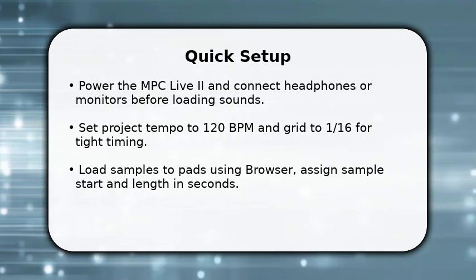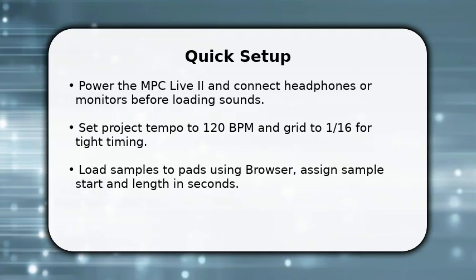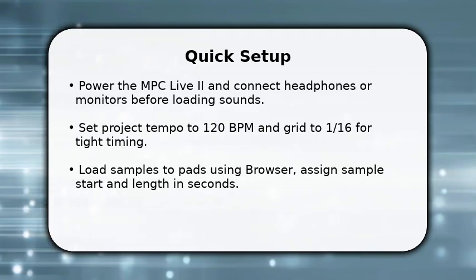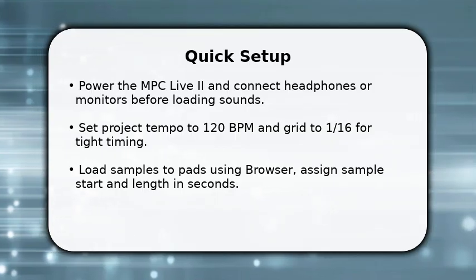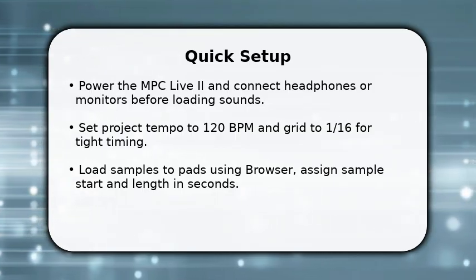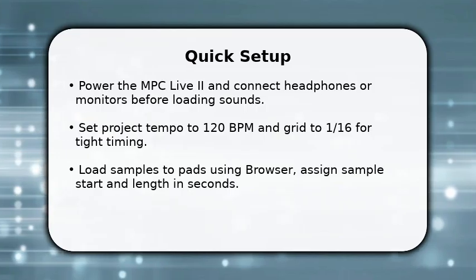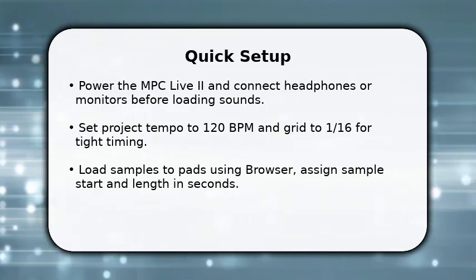Set the project tempo to 120 BPM for a starting point. Set the grid to 1/16 notes for precise quantized timing. Adjust sample start and length in seconds to trim unwanted silence cleanly.